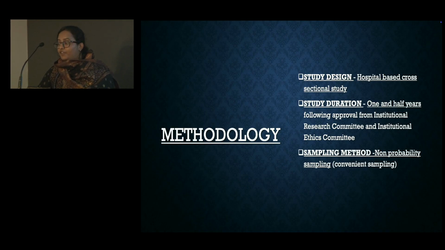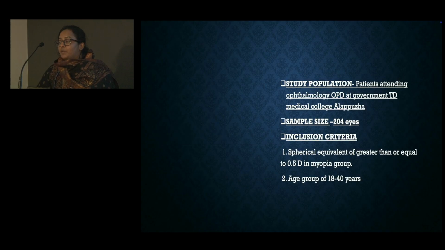Duration is 1.5 years. Sampling method is non-probability sampling. Study population is patients attending the ophthalmology OPD at Government TD Medical College, Alappuzha. Sample size is 204 eyes. Inclusion criteria is spherical equivalent more than or equal to 0.5 diopter in myopia group. Age group between 18 to 40 years.